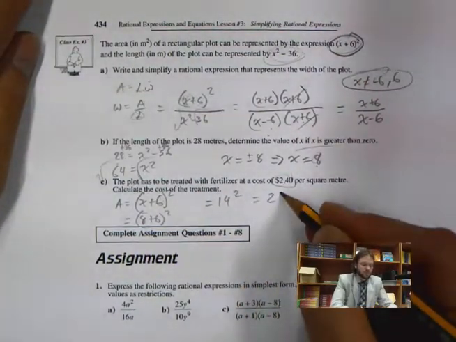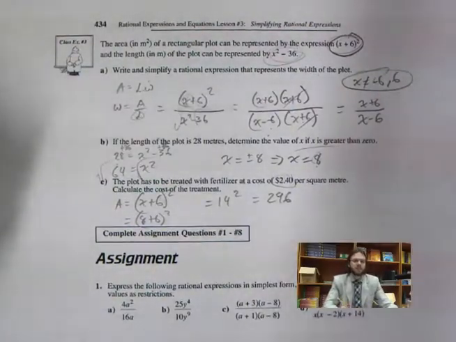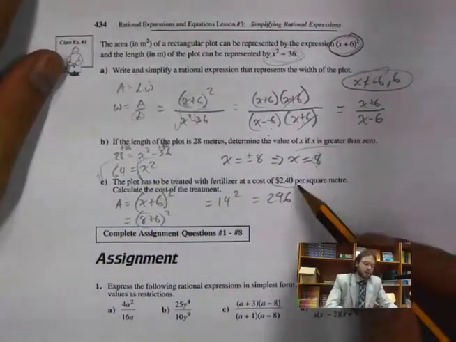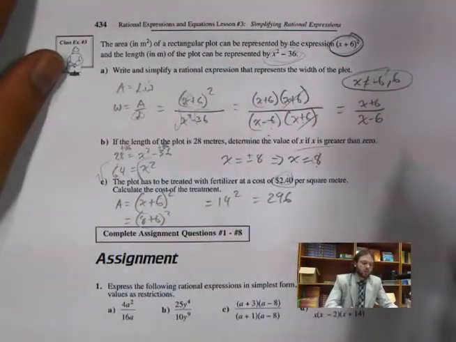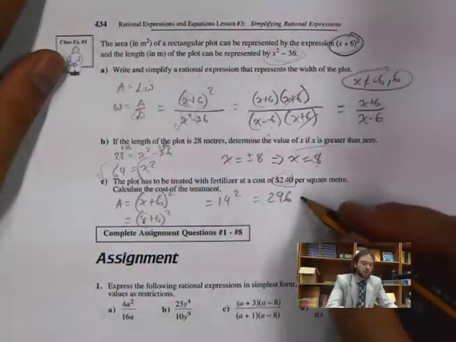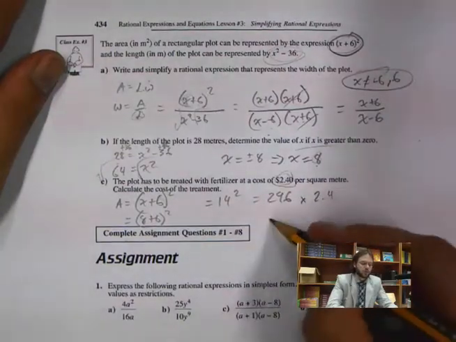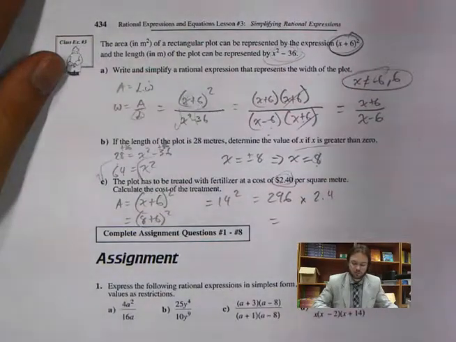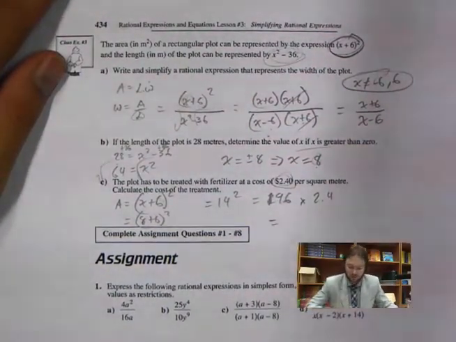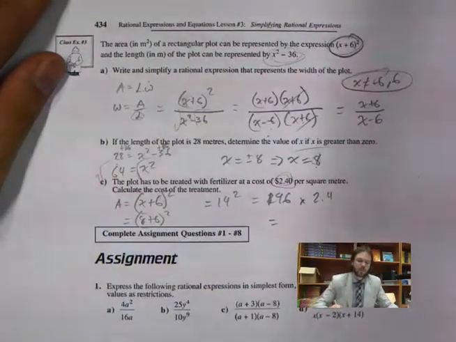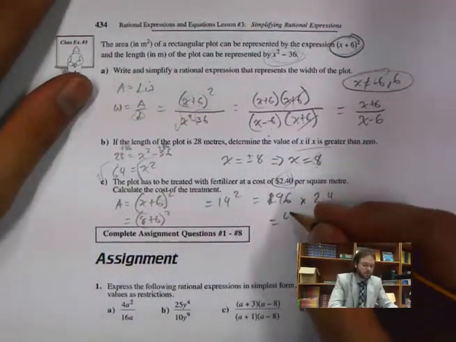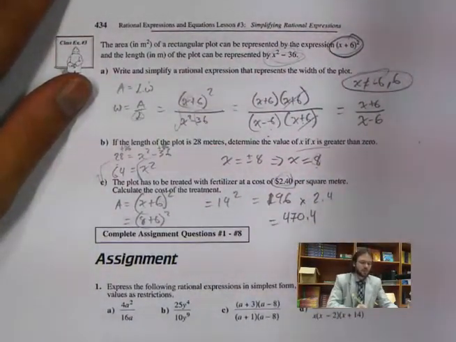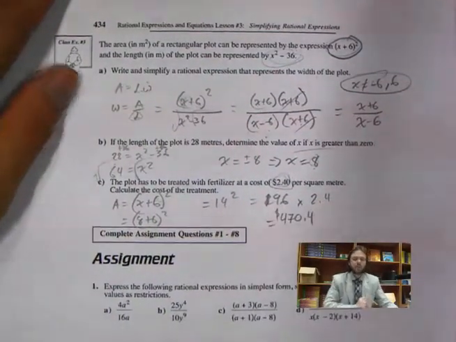Which is equal to 196. Alright? Now, it says we want 2.4 per square meter, so we just multiply this here by 2.4, which will end up giving me 470.4. Okay? And that is $470.4.